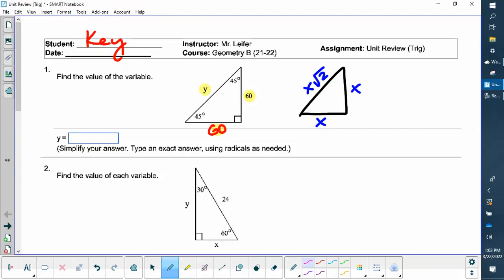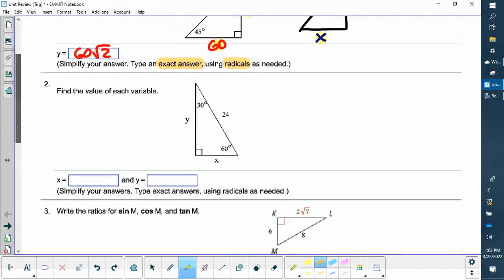which means, again, I could use the Pythagorean theorem, but it's much easier if I just follow the model. So 60, 60, and right here this would be 60 times the square root of 2. And I can just leave it like that, okay? So it says simplify your answer, typed in exact answer. If I wanted a decimal answer, it would say exact and it would tell you to round. And it also says use radicals as needed. Square root is the radical sign.